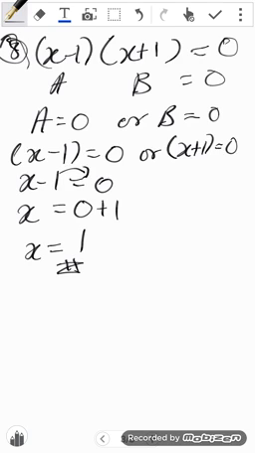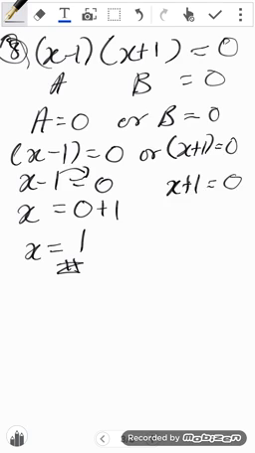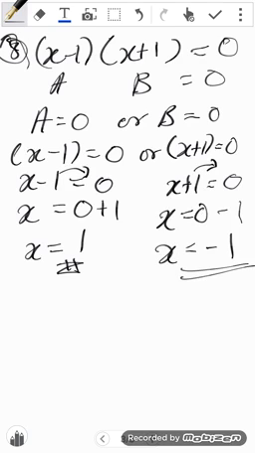On the other side, you have x plus 1 being equal to 0. So I'm going to cause the positive 1 to cross the equal sign. And if it does so, you'll be having x is equal to 0 minus 1. So x is equal to what? Negative 1.